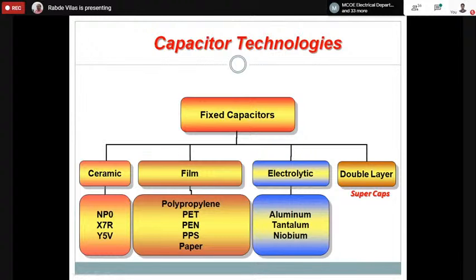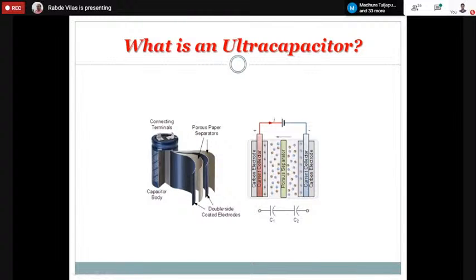Aluminum capacitors normally available in the market are single layer capacitors, and the new capacitor that we are going to learn today and its application is the double layer capacitor. If you see the construction of a capacitor, it is as if there are two capacitors connected in series. So see the foil, and there is a dielectric in between.